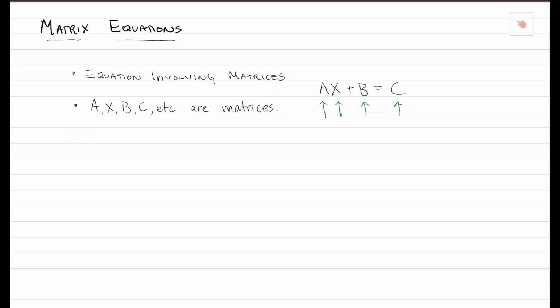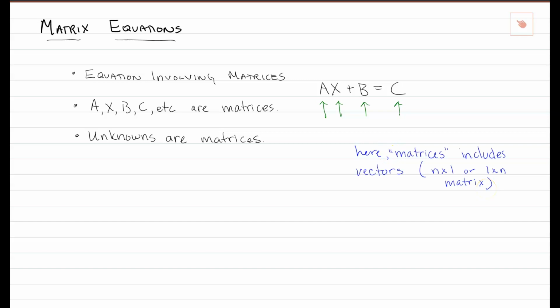Now in a matrix equation, it's often the case that we're going to be trying to solve one. And that means that the unknowns are themselves matrices. And I should just say as an aside, here matrices includes vectors, because a vector is really just an n by 1 or a 1 by n matrix. And we'll see some examples of that. One thing to be conscious of all the time when you're thinking about matrix equations is the dimensions of the matrices involved.